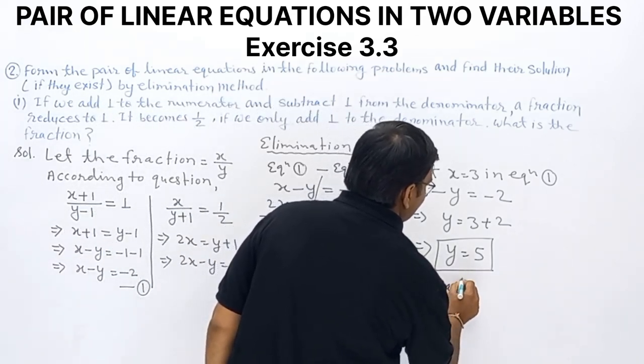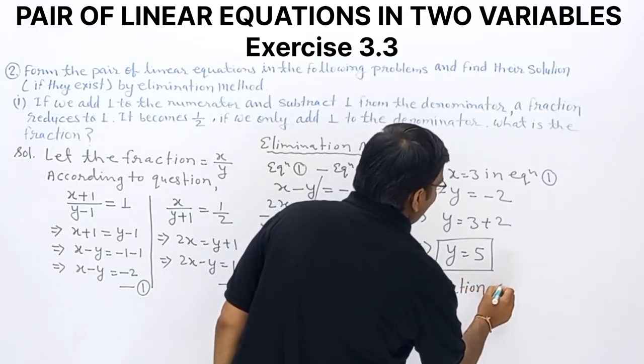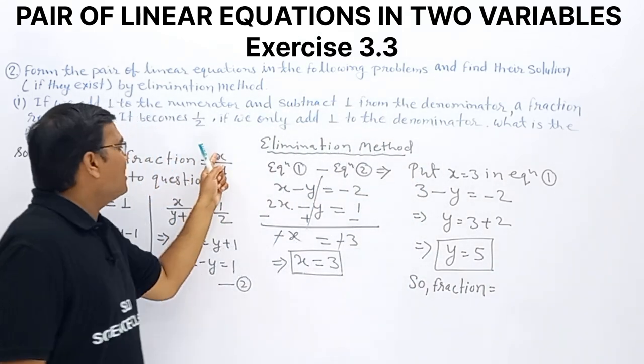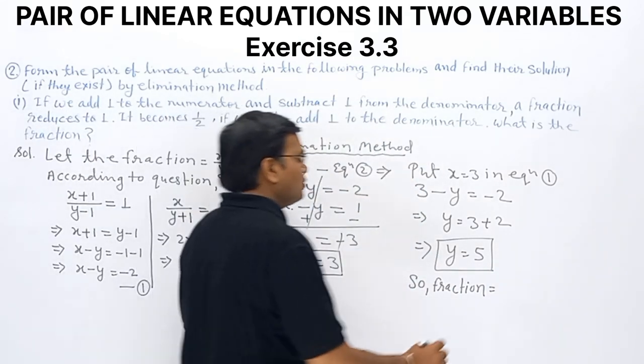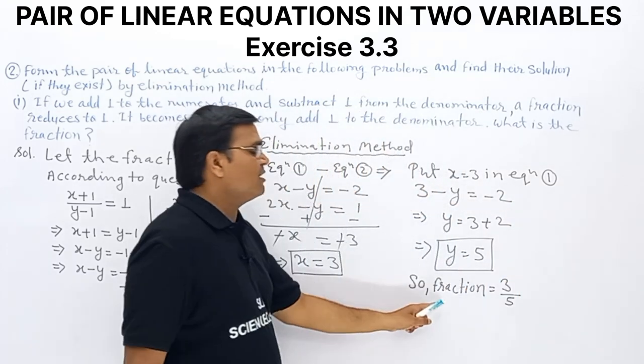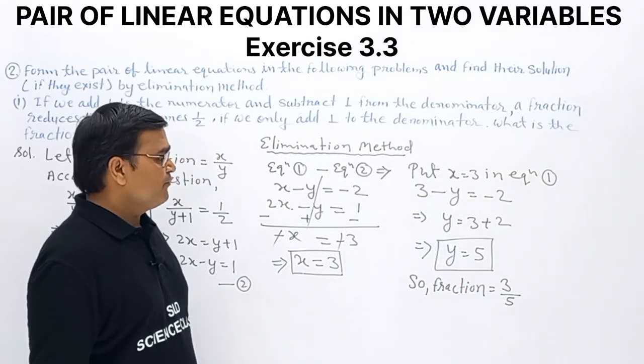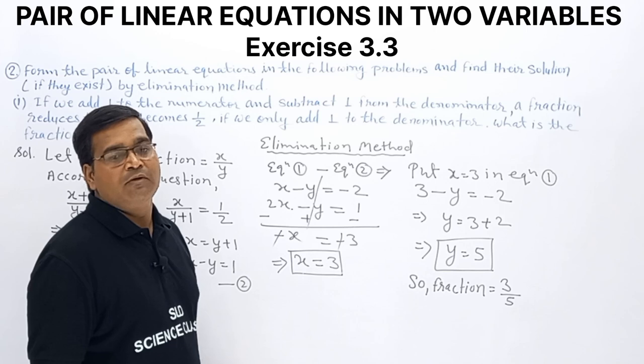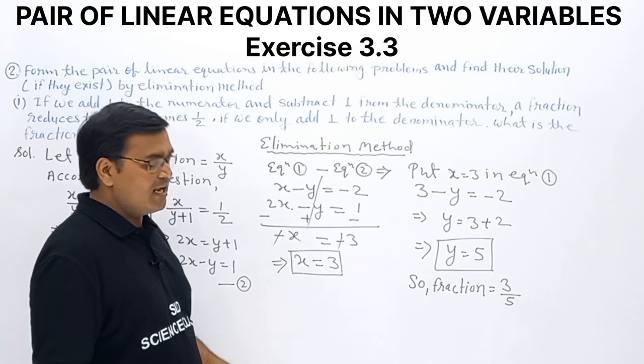Fraction equal to what? x upon y. What we assume? x upon y. So the value of x is what? 3, and the value of y is what? 5. So the answer will be what? The fraction will be 3 upon 5. This will be the answer.